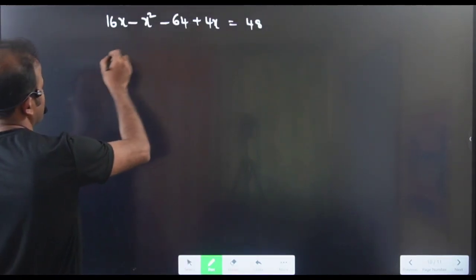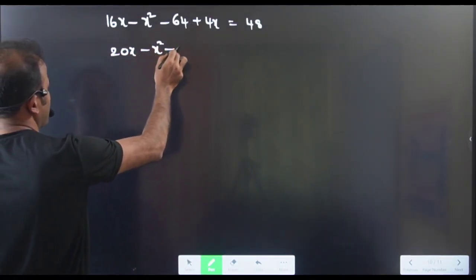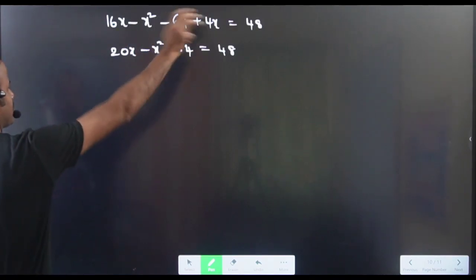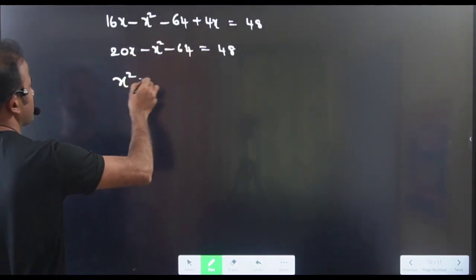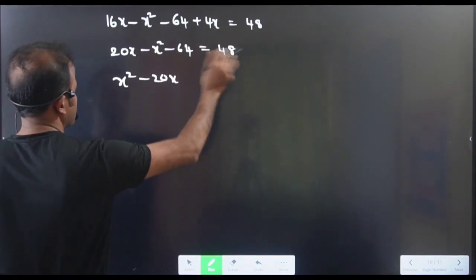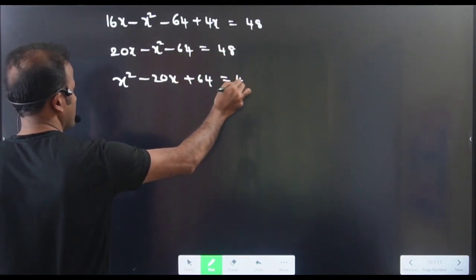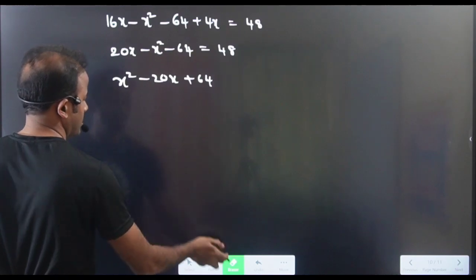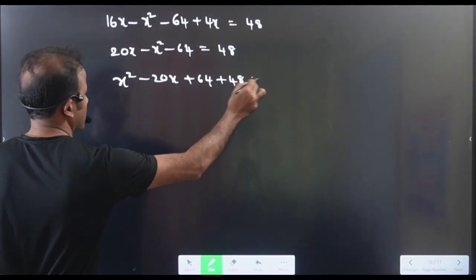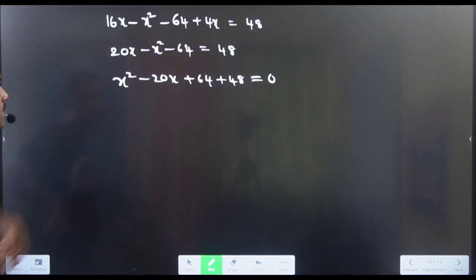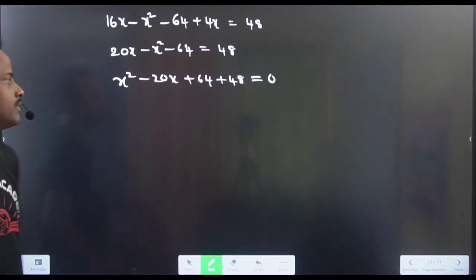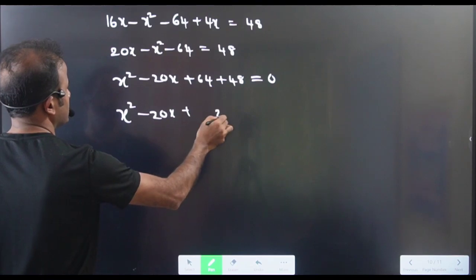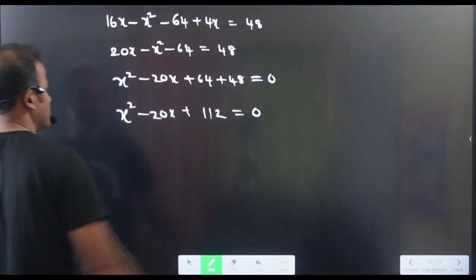Right? 16x plus 4x is how much? 20x minus x square minus 64 equal to 48. This x square you take it to the other side, so x square, 20x also taken there becomes minus 20x, minus 64 when you take it this side becomes plus 64, minus 48. Right? Then x square minus 20x plus 64 plus 48 equal to 0. So x square minus 20x plus 112 equal to 0.